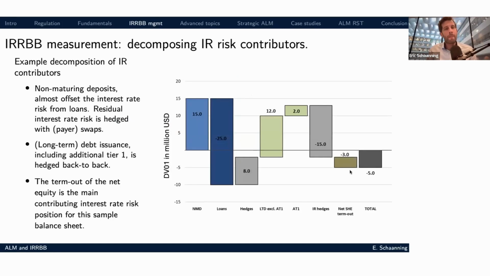But there's a second slide on that a bit later where we look at that in more detail. You can hedge it out, but you don't have to, presumably. You don't have to.